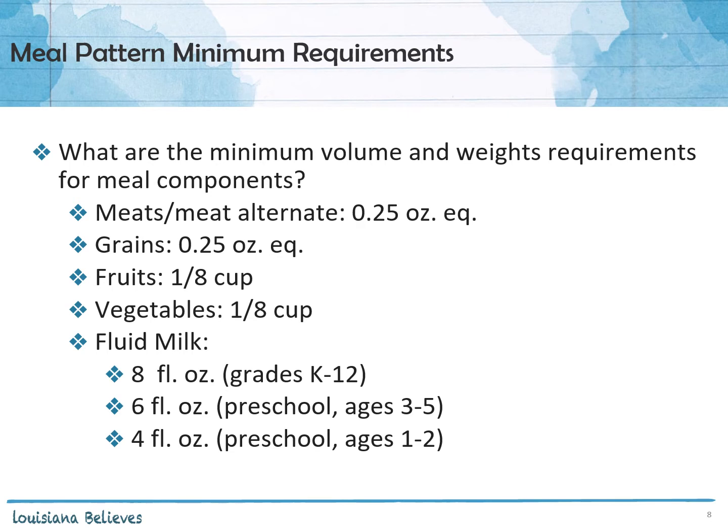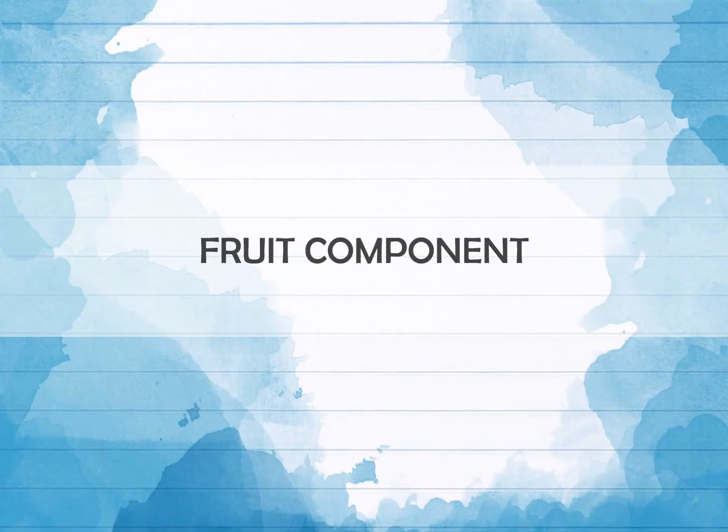What are the minimum volume and weight requirements for meal components? For meat alternates, it's 0.25 ounce equivalents. For grains, it's 0.25 ounce equivalents. For fruit and vegetables, it's 1/8 cup. For fluid milk, it's 8 ounces for K-12, 6 ounces for ages 3-5, and 4 ounces for ages 1-2.